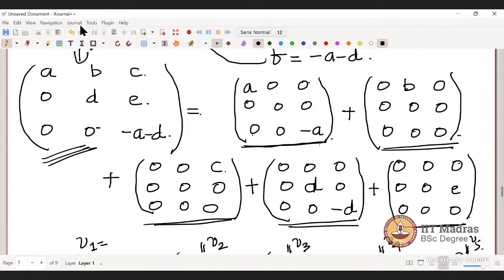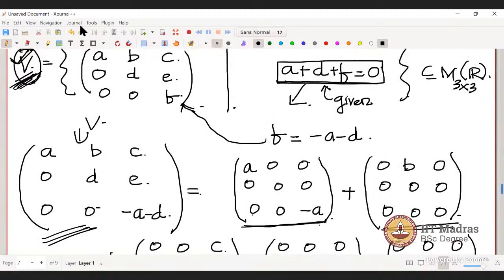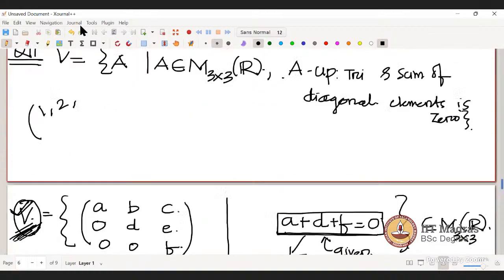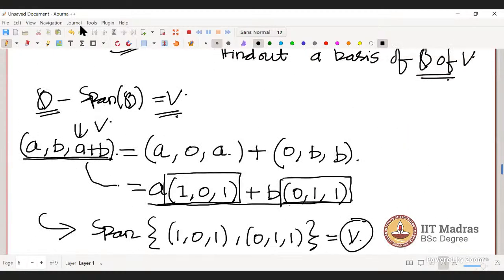Yes, that will be easy. When you have a lot of 0s in your matrix, it is easier to compute linear dependence and independence. So that is the idea. What I have done here is the same thing: here I have two variables, and I tried to separate A and B.